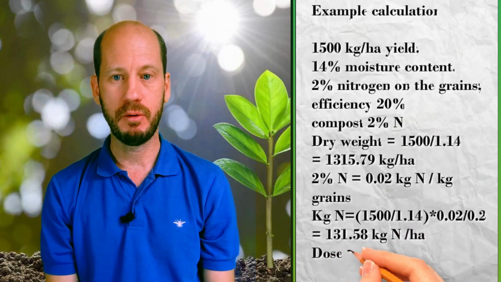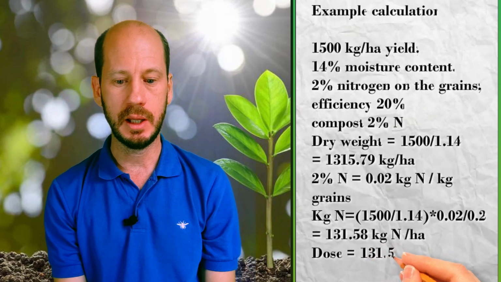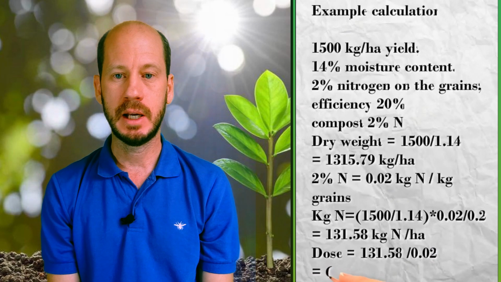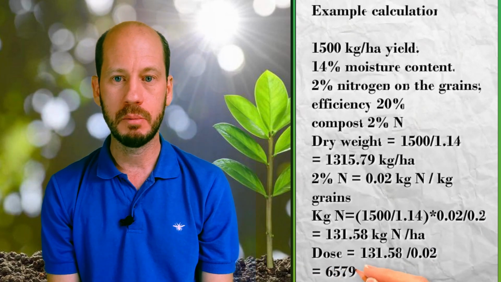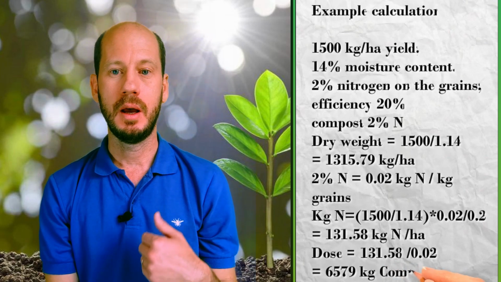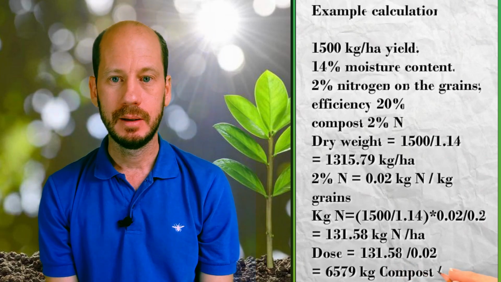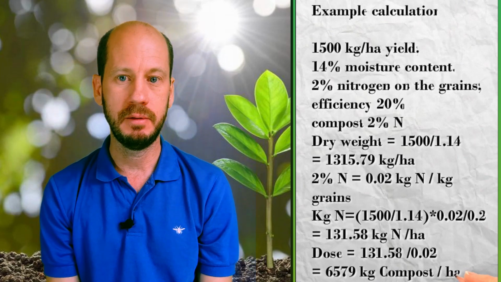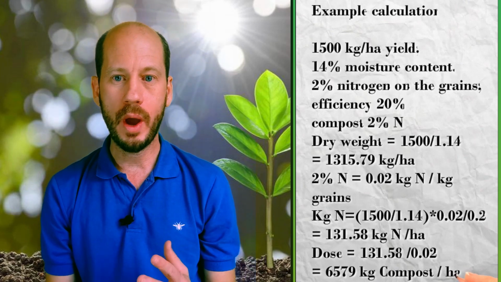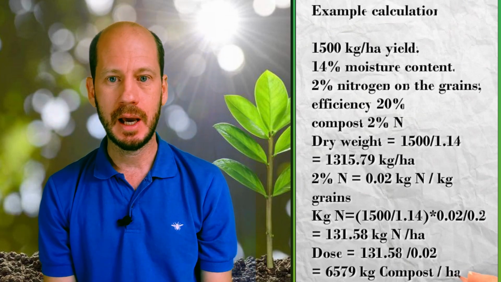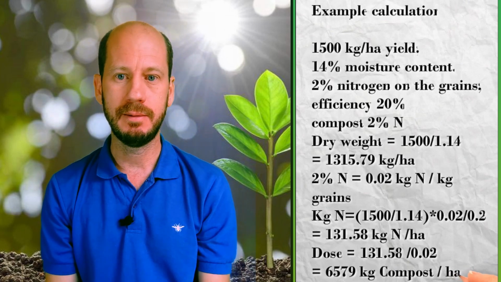And in this example, if you follow the calculations here on the side, you will get that you would need to supply 6,579 kilograms of the compost to be able to give back the amount of nitrogen for the grains that you were taking out of that field. So this is a way of making a simple calculation that will replenish the nitrogen that you're taking out from the grains in the form of compost.